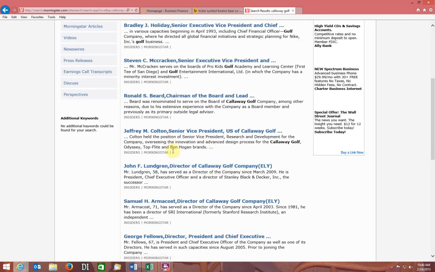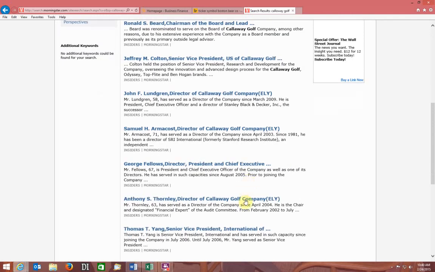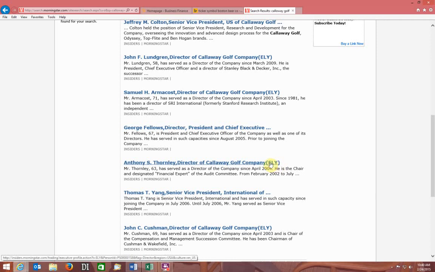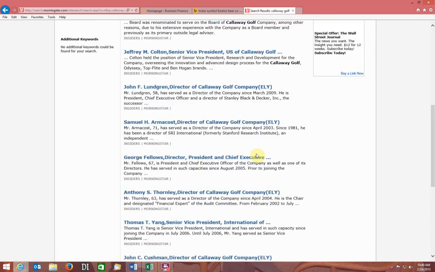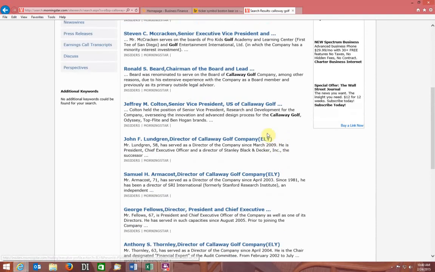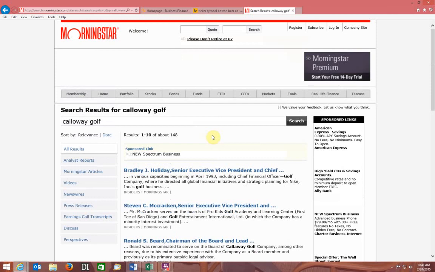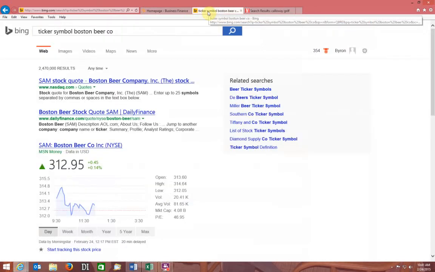Here we go. I come down here, and when it puts it in parentheses like this, that tells me what the ticker symbol is. You guys might not know that though, if you didn't know what the ticker symbol was, right? It was Eli Callaway, and I think that's why he gets the ELY, even though I think it was ELI, his name. So you guys might not know that. You could probably click on one of these articles and read through it, and it would tell you. So finding a ticker symbol using Morningstar isn't necessarily the best way.